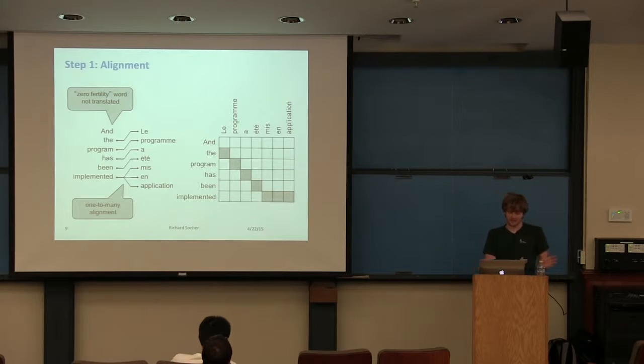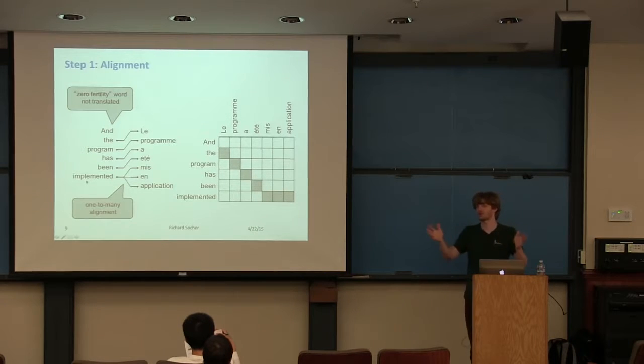Now it goes the other way too, which says you might have some zero fertility words or words that aren't translated at all. So if you have "and the program has been implemented" in English, and in French you have "le programme a été mis en application," then basically here you have "and" was just not translated in your parallel corpus. And you also have potentially one-to-many alignments. So "implemented" in French is basically "made into an application" in this translation here. So now you have to understand and basically search through the possibilities, and obviously there are many of them, right?